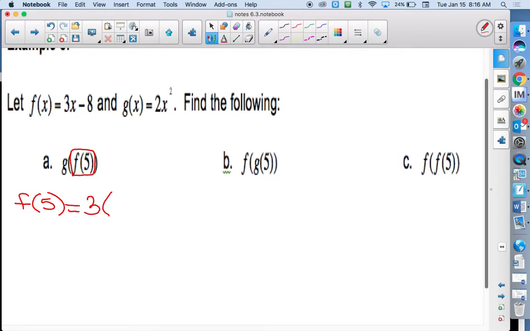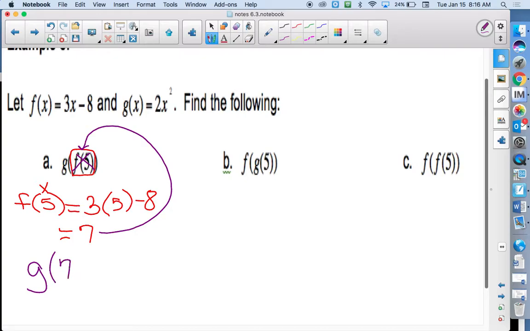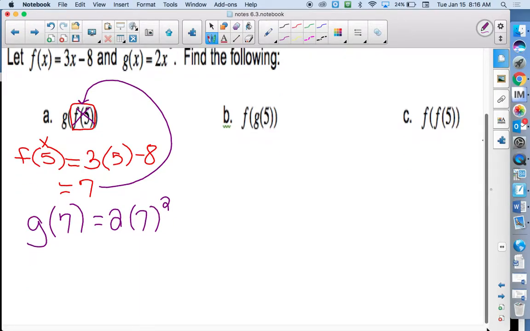So in the F equation, we're replacing the x with a 5, which gives us 7. So then you're taking this 7 and taking out F of 5. So now it says G of 7. So try not to do too much in one step. Take it piece by piece. What's 2 times 49? Well, 98.